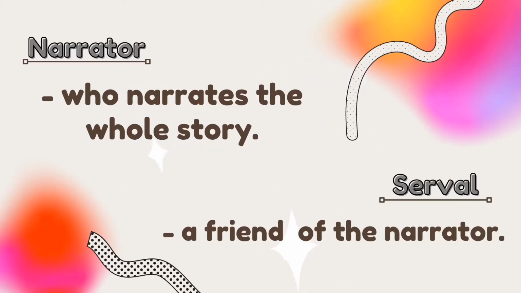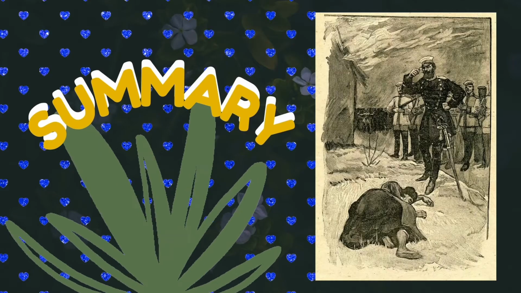Then, the last two characters, the narrator and Serval. The narrator is the one who narrates the whole story. The narrator has empathy for Mother Sauvage and the four soldiers, while on the other hand, Serval, a friend of the narrator and the one who tells the story to the narrator, remains bitter because of Mother Sauvage's action that caused his chateau to be destroyed.